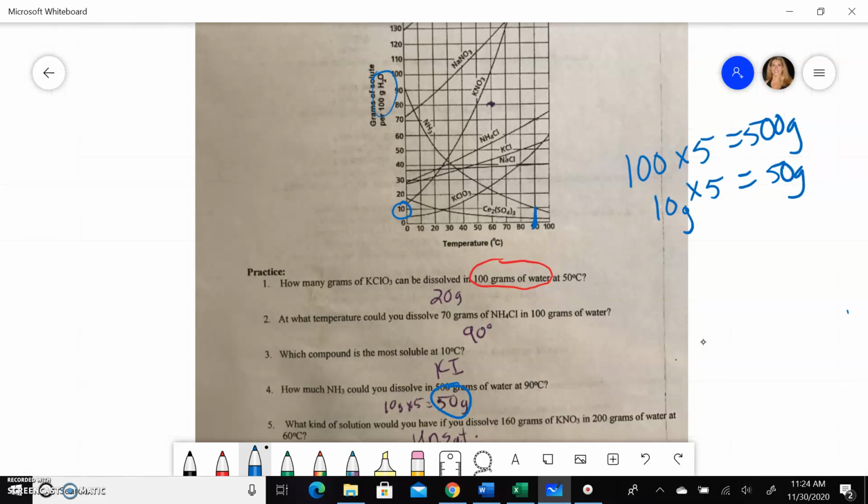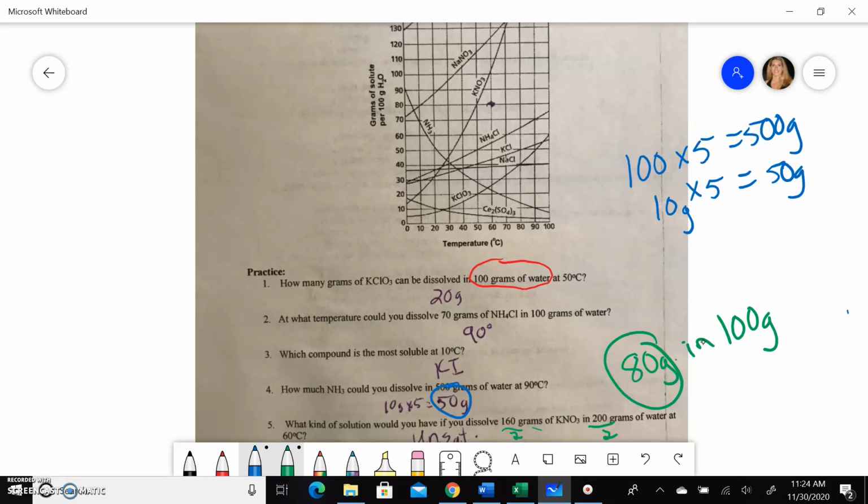The next one says, what kind of solution could you have if you dissolved 160 grams of KNO3 in 200 grams of water at 60 degrees Celsius? So first of all, we're going to divide both of those by 2 so that we can use this graph. So 160 grams in 200 grams of water is the same as saying 80 grams in 100 grams of water. So now we can use the graph, and we're going to focus on 80 grams at 60 degrees Celsius.